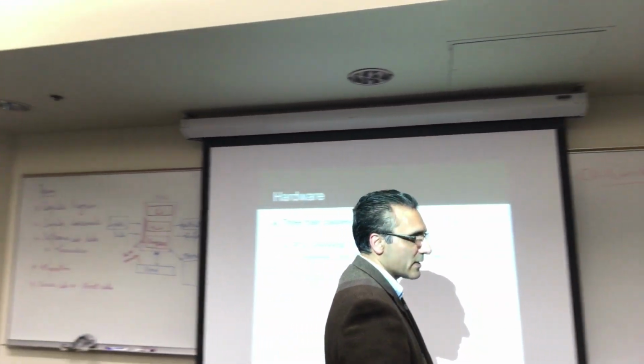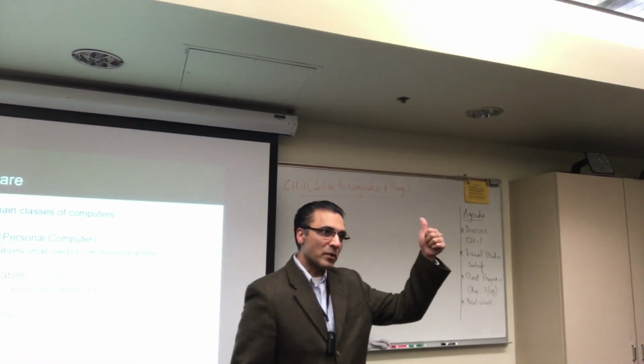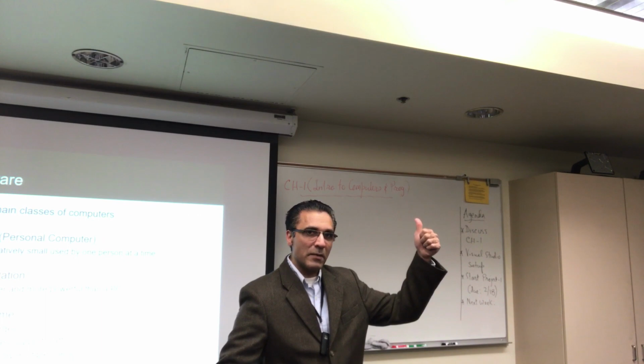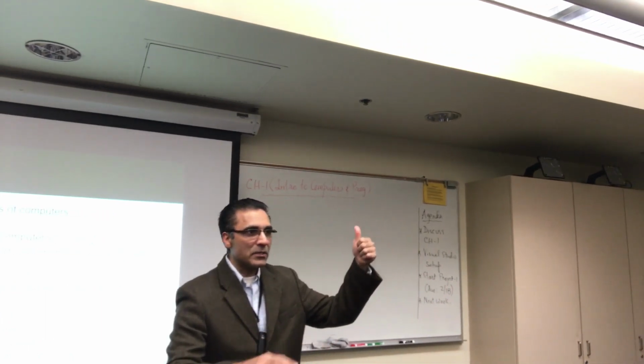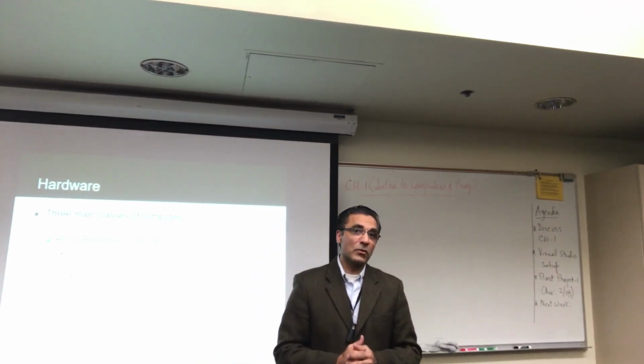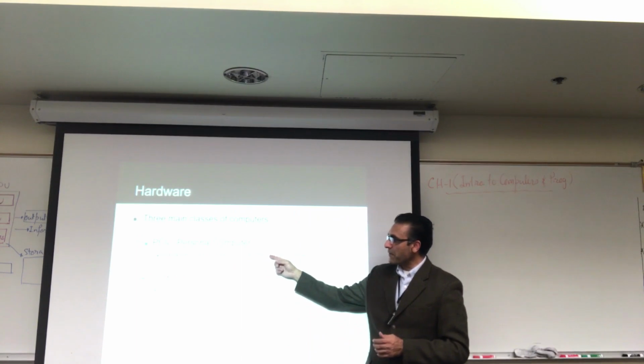So there are 3 types of categories discussed in your book. And some textbooks, they have 5 categories. So they have all the way from supercomputers to handheld computers. In between, they have mainframes, they have servers and clients, and they have desktop computers, or we call them personal computers.